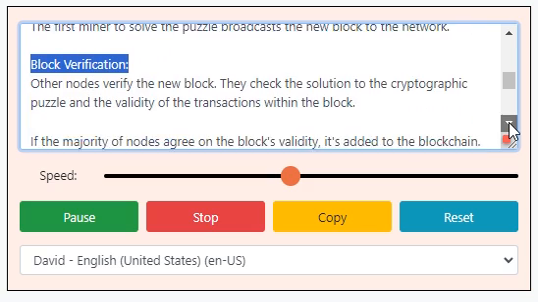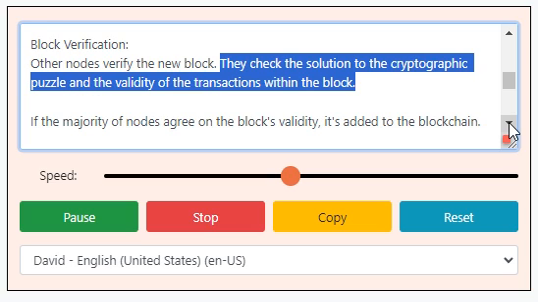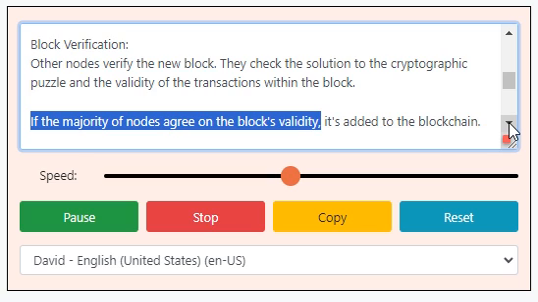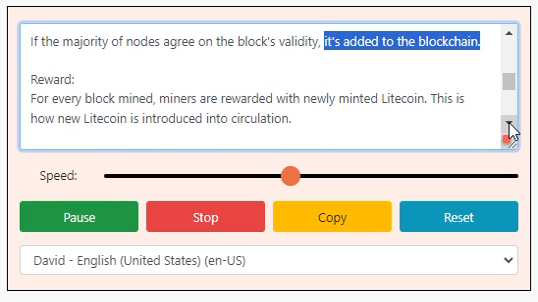Block verification. Other nodes verify the new block. They check the solution to the cryptographic puzzle and the validity of the transactions within the block. If the majority of nodes agree on the block's validity, it's added to the blockchain.